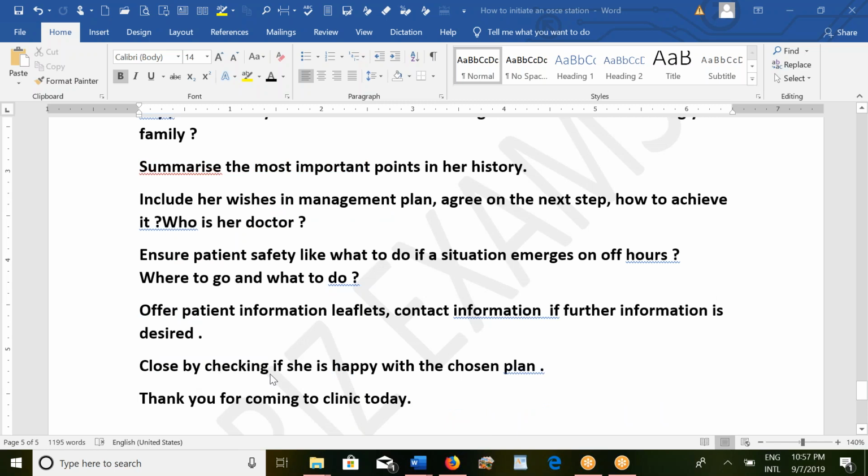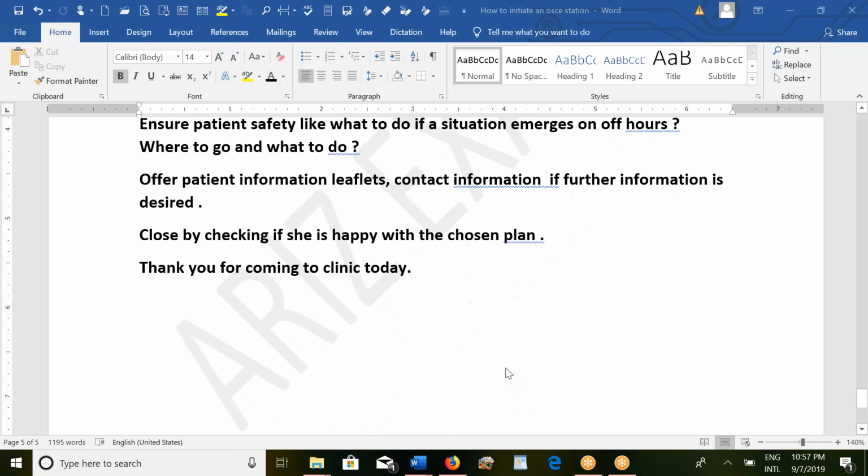Then close by checking if she is happy with the chosen plan. Then in the end say, "Thank you for coming to the clinic today. I will document everything in your record. Have a nice day."